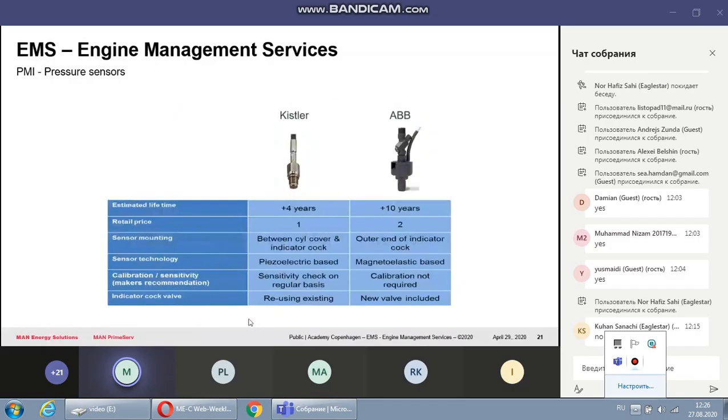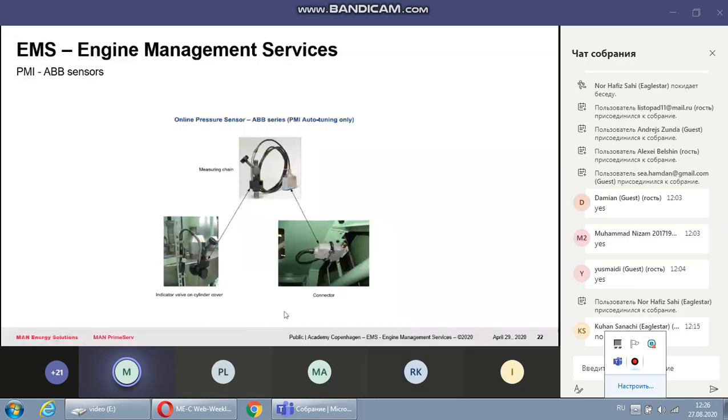Okay, this you have seen already. So this is how the sensor will look. That's your ABB coming in, sitting here, and that's the connection which will be communicating the data with your DAU system, or data acquisition unit. Okay, so online pressure sensor ABB series, PMI online tuning only. And of course, this is what measures and through which the data will be communicated. So it's a very trustworthy unit.